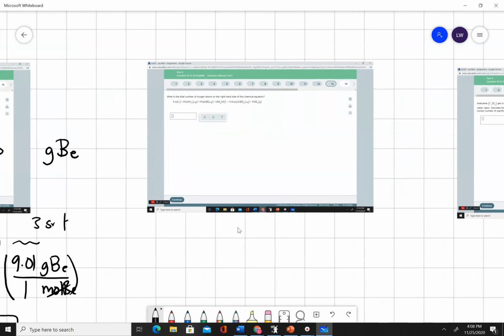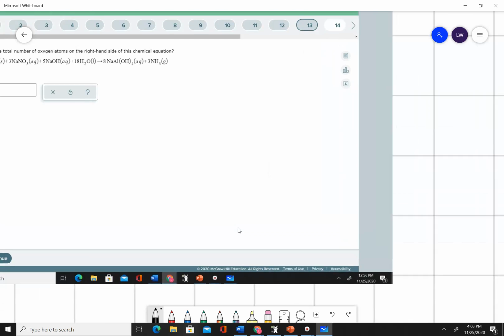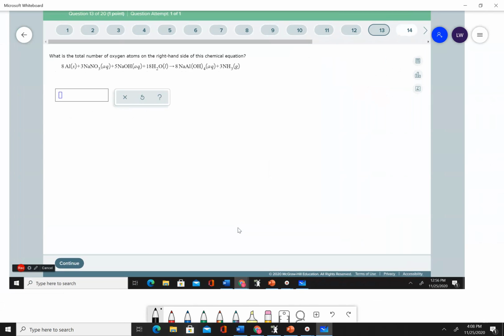Okay, on with the next one. It looks a little scary. We've got a big equation here with lots of coefficients in it. But it's not actually that difficult a question. It says, what is the total number of oxygen atoms on the right-hand side of this equation? Now, a little trick here.